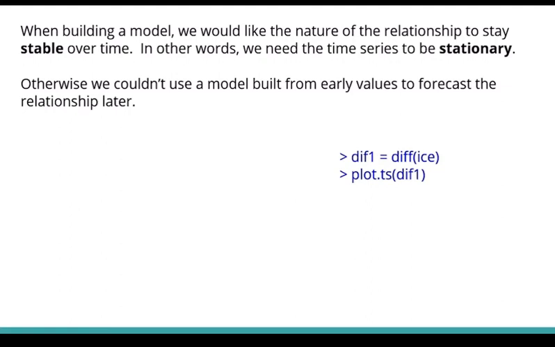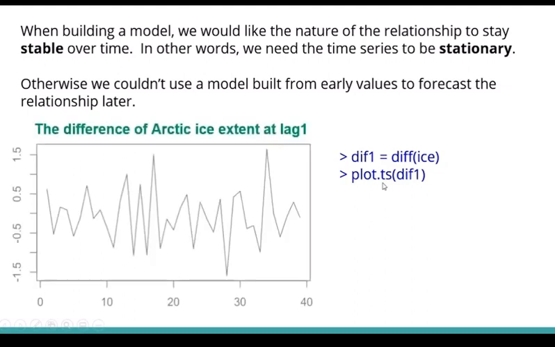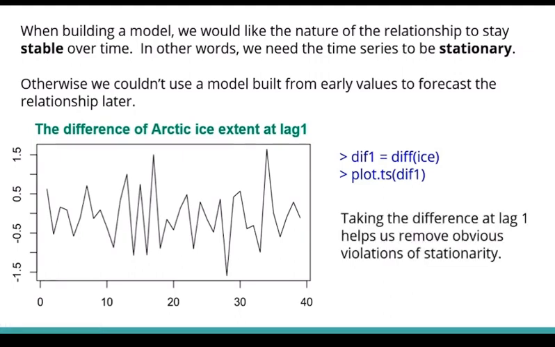But right now, after differencing at lag one, this is the code now, I replot again. And when I replot again, what do I see? Oh my God, take a look at what I'm seeing right now. The mean of the series is looking as if it's constant over time. That is why I said taking the difference at lag one helped us remove the obvious violation of stationarity.